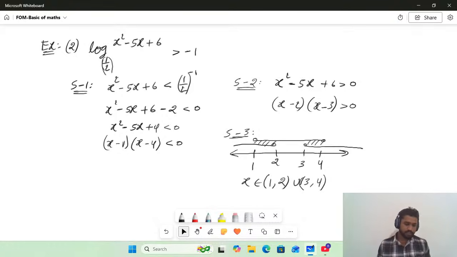Okay, are you clear with this question or not? Tell me in the chat box, is it clear or not? X belongs to open interval 1 comma 2 union 3 to 4. Clear?